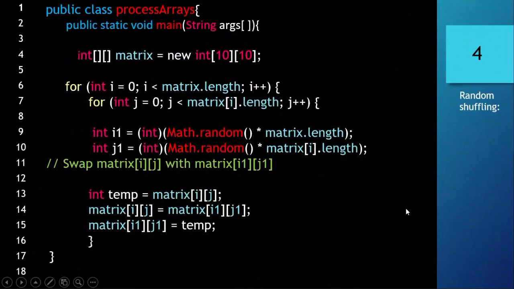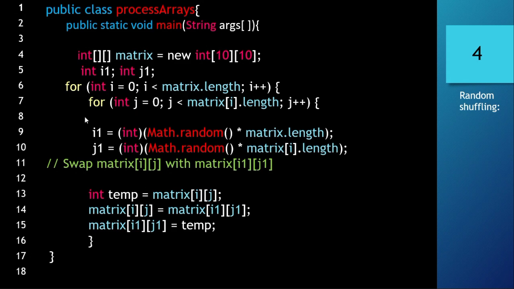And finally, we have random shuffling. Here we have initialized our int i1 and int j1 outside, and then we say i1 is equal to int Math.random times matrix.length, and j1 equals int Math.random times matrix[i].length. So we have all these, we swap matrix[i][j] with matrix[i1][j1], and just like we said in single dimensional arrays, don't initialize any int in the for loop here. So you can just rewrite this code.